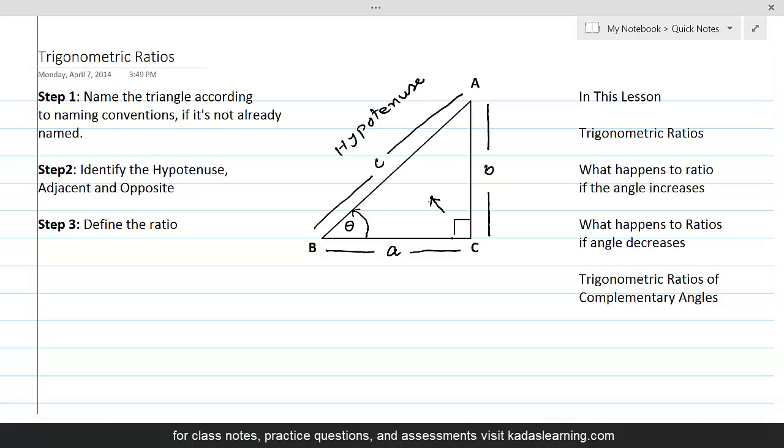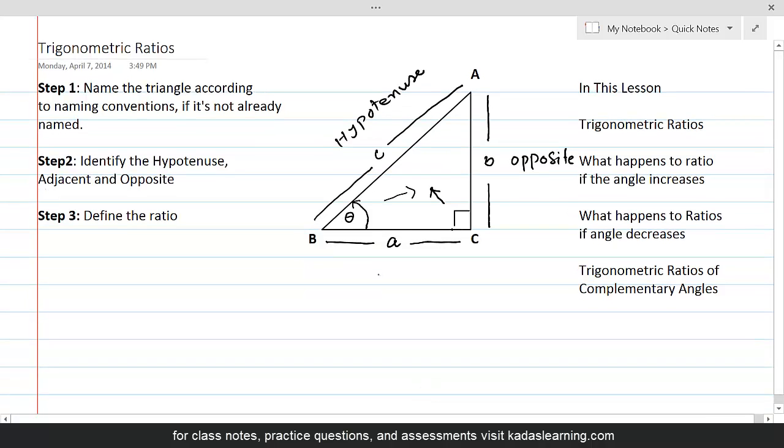Next thing is look in the right angle triangle and the side opposite to the angle under consideration, which is theta in this case. So look for the side which is opposite to theta. The side opposite to theta would be AC. This will be called opposite. So this is opposite, and the remaining side is adjacent. Let me call it adjacent. So our step number 2 is complete as well.